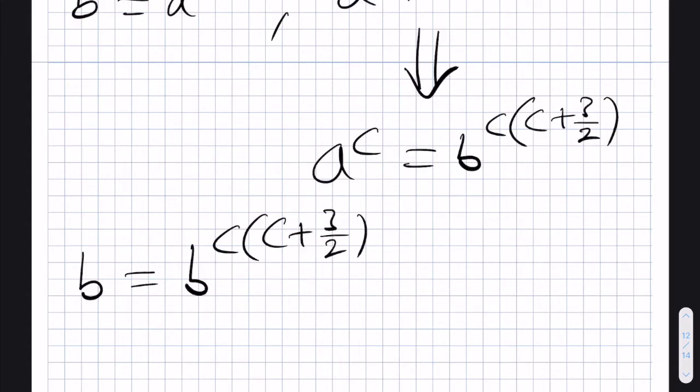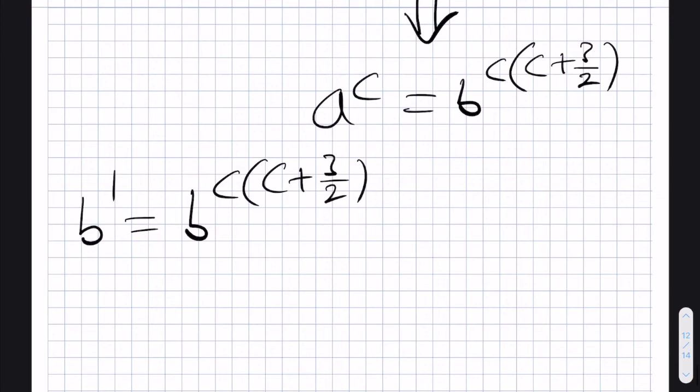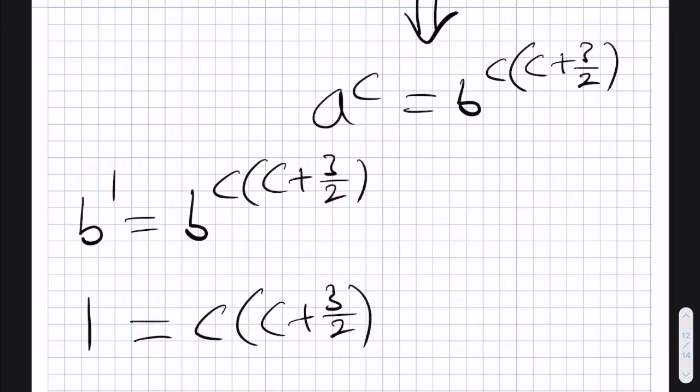This is a rather nice equation, because we have B to the power of something, i.e. B to the power of 1 over here, equals B to the power of something else. And because we have exponential functions which are in general injective, this means that 1, i.e. the power on the left-hand side, must be equal to C times C plus 3 over 2.